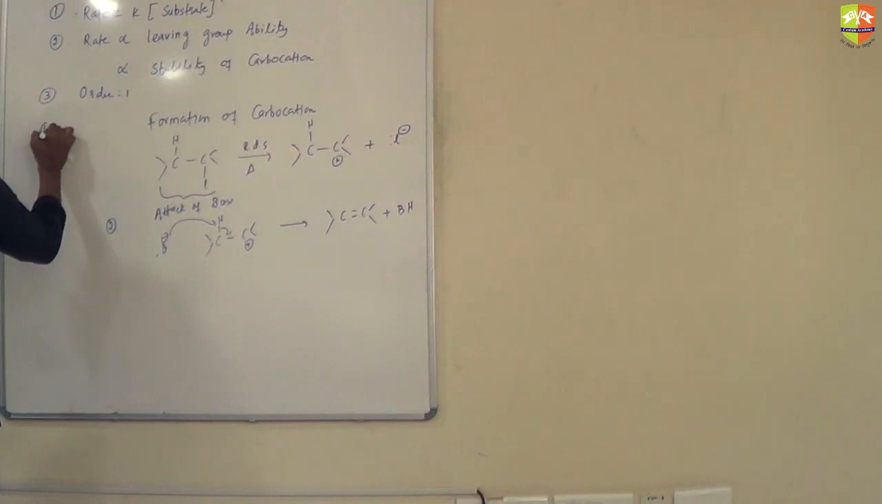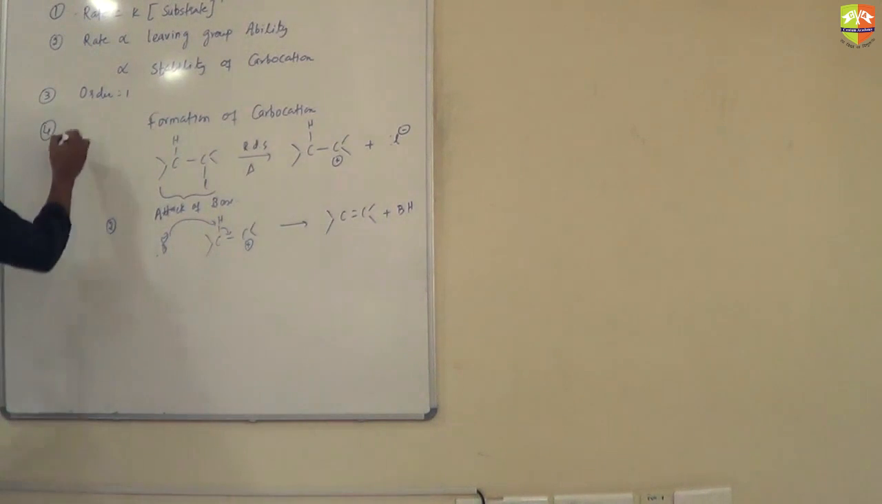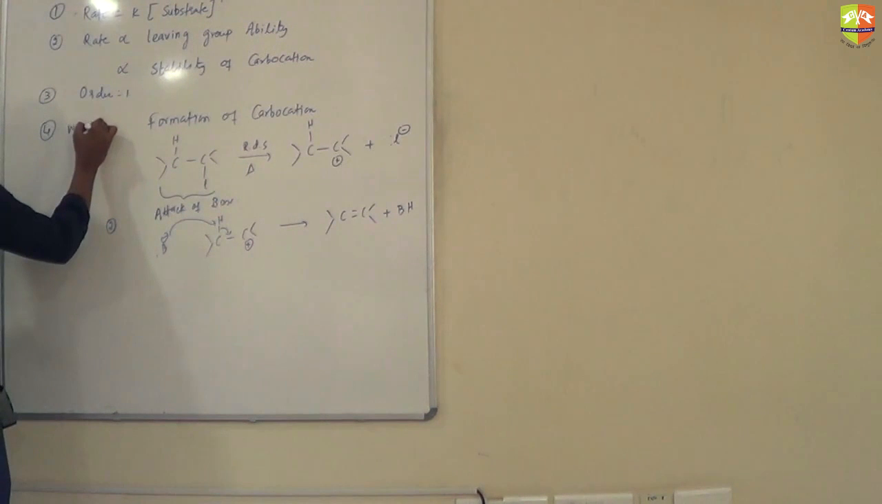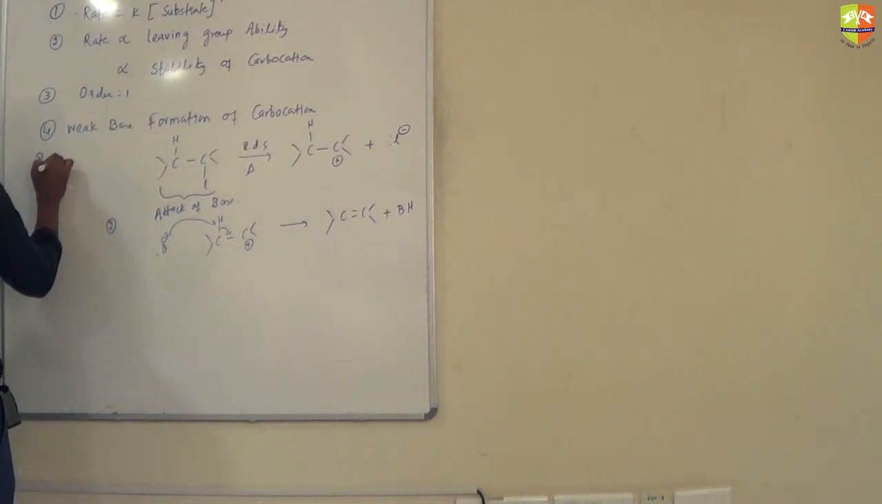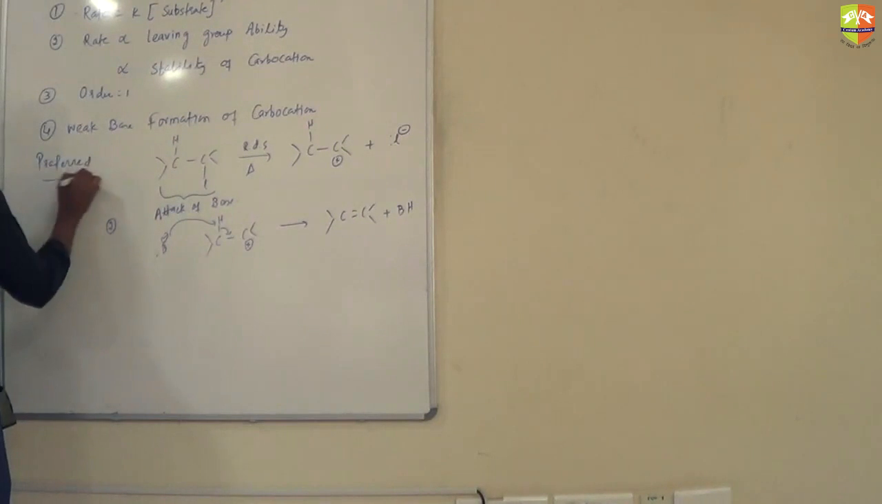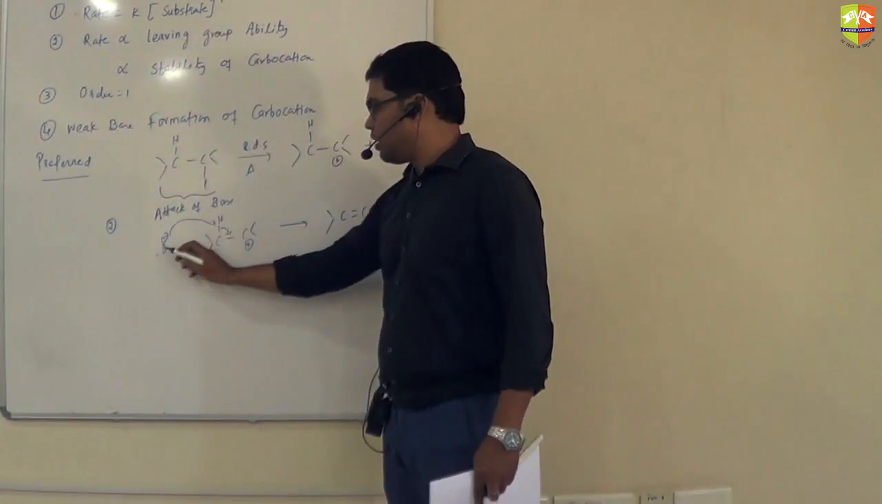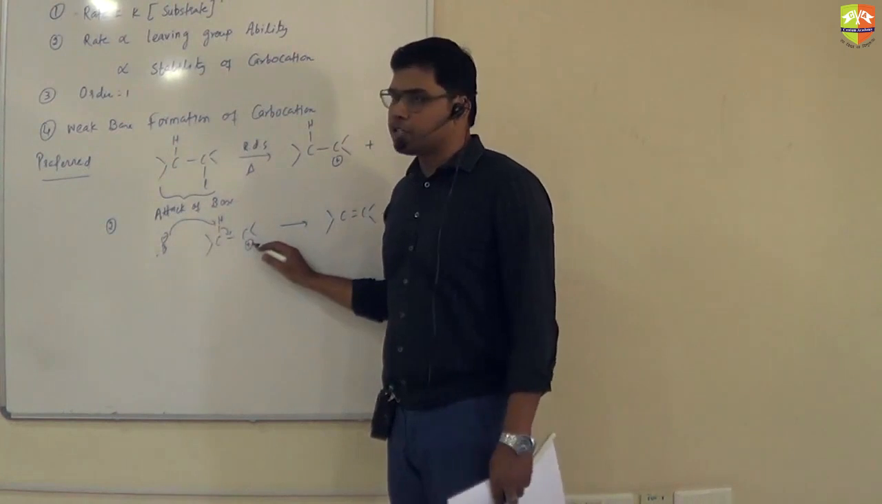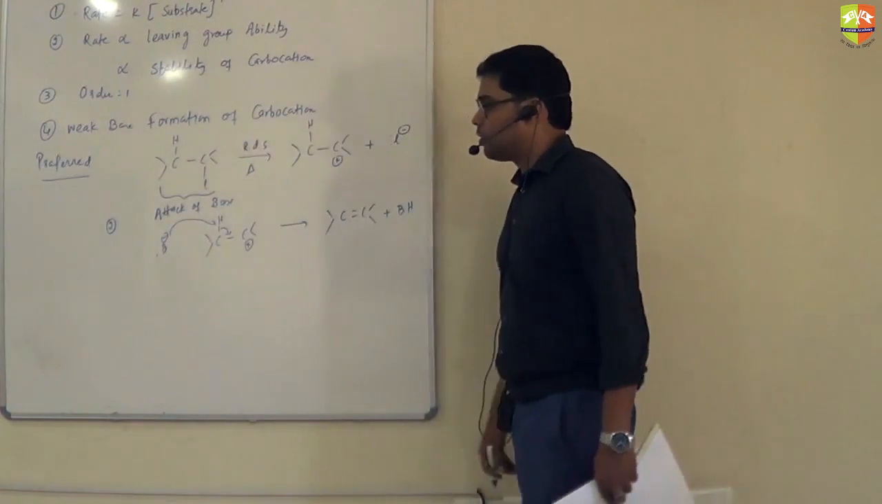Fourth one. Weak base preferred. If the base is strong here, that can attack onto this positive charged carbon. So weak base is preferred. Okay.